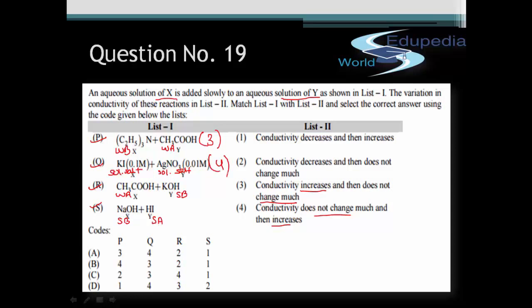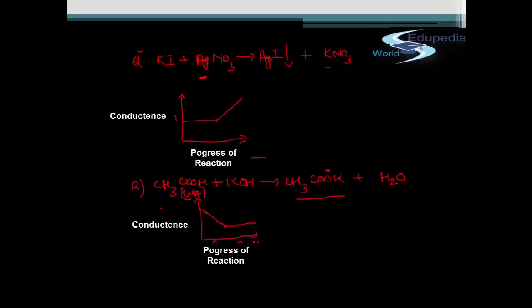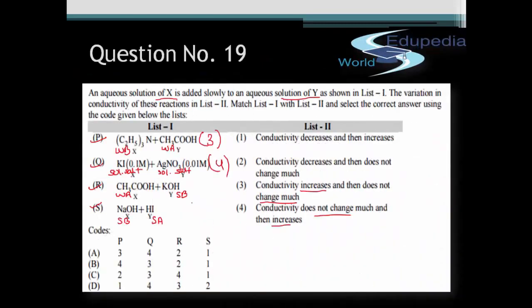Okay, let us look at R. If we look at R, we had plotted that the conductance initially decreases and then becomes constant. If we look at option R, it initially decreases and then becomes constant, that is R will match with your option 2. So I'm matching R with option 2. And now if you look at the answers, we are in a safe position to choose A as our answer for the question. That is P3, Q4, R2 and S will be 1.